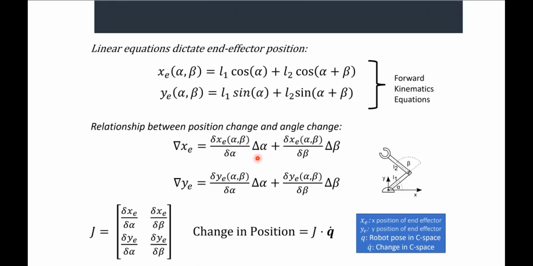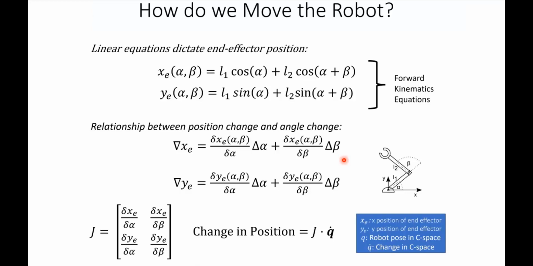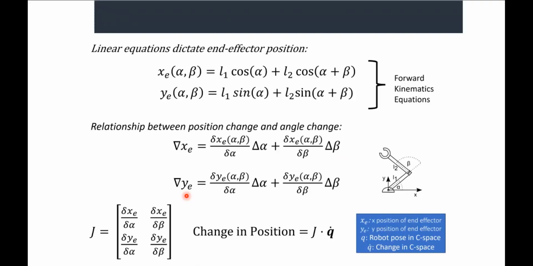The reason I'm multiplying by delta alpha and delta beta is that's the amount of motor turn that I want to happen on both of those. So now I can say that the change in my X position is equal to whatever this is, multiplied by how much I've turned alpha, plus whatever this is, multiplied by how much I've turned beta. So now I at least have a relationship: for some proposed shift in my motor rotations, I know what my change in X is going to look like. And I can do the exact same thing for the Y position.